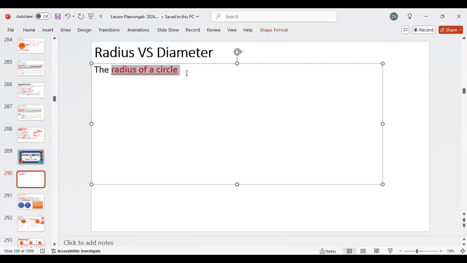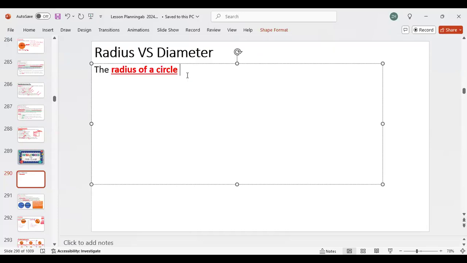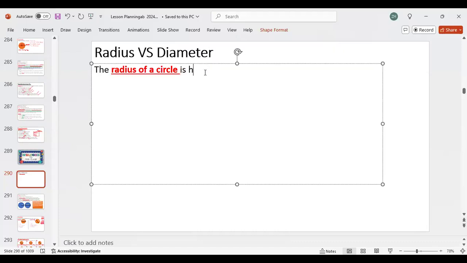Very good, Jessica. Mr. Petit, I finished the quiz and I also got a 20 out of 20. That's excellent. I got an 18 out of 20. Okay, that's good. Yes, Kanan, we know. All right, so most persons got all 20s. So the radius of a circle is half of the diameter of the circle.